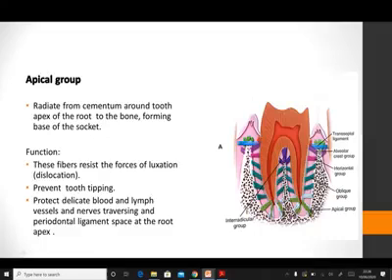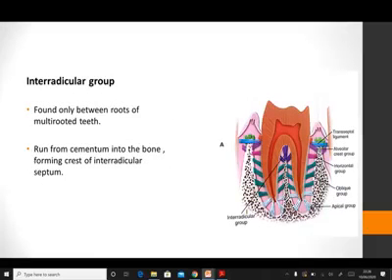So this apical group radiates, so as the name says, it is present at the apex of the tooth. It radiates from the base of the tooth, which is the apex of the root, and gets inserted onto the base of the socket. It prevents any sorts of luxative forces on the tooth, prevents tipping of the tooth, and protects the delicate vessels, lymph vessels, blood vessels, and the nerves traversing the periodontal ligament.